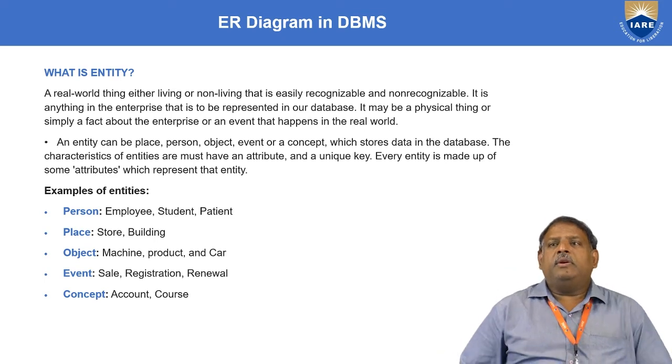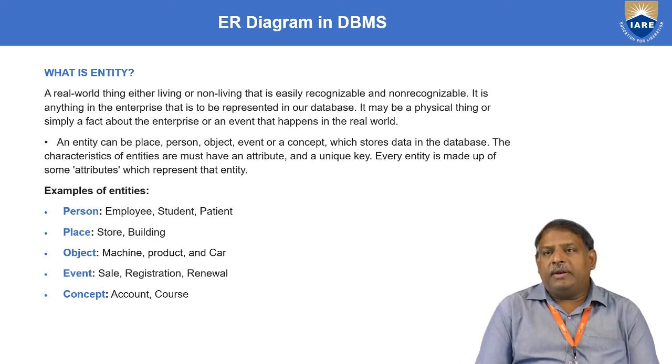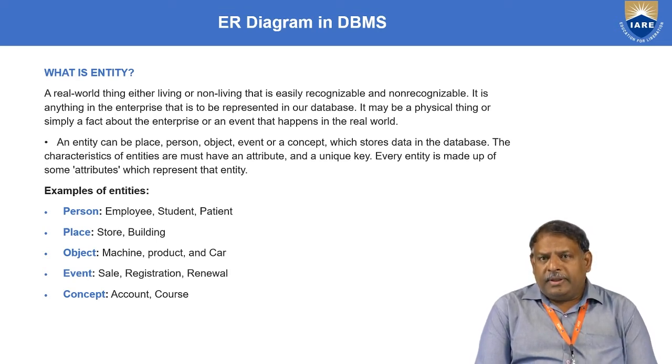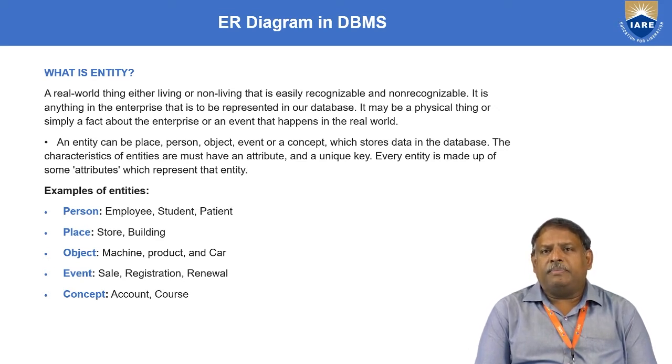For example, every entity is made of some attributes which represent its identity. A person is an entity. A place is an entity. Object, event, concept, all these are examples of an entity. Okay. Employee is an entity. Student is an entity. Patient is an entity. See, an example is anything which is recognizable or non-recognizable.